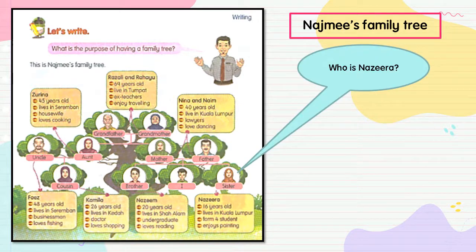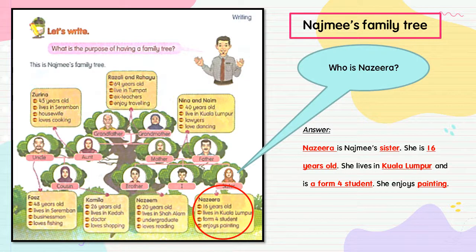Who is Nazira? Look at the information given in the family tree. Now, let's write the description for Nazira. Nazira is Najmee's sister. She is 16 years old. She lives in Kuala Lumpur and is a Form 4 student. She enjoys painting.